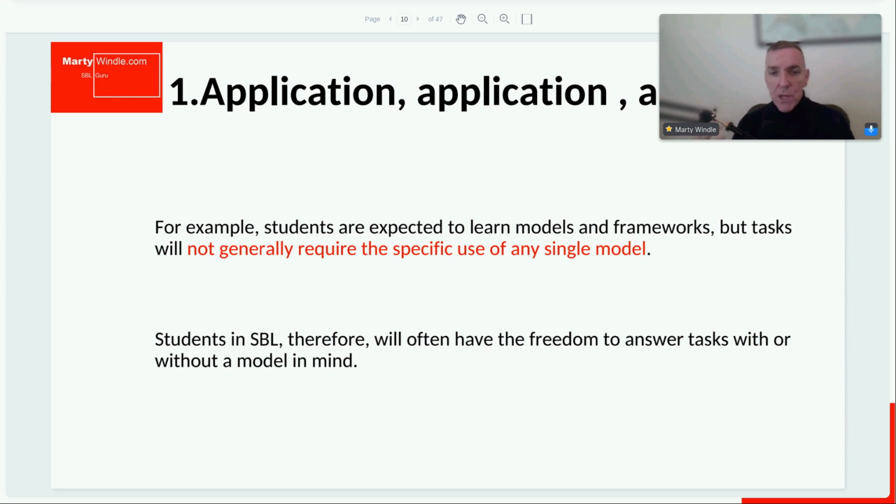Most questions in the exam, there are some exceptions, do not ask you to use a specific model. You can generally answer with or without a model. Some questions do point to a specific model, but generally you can answer with or without one. The models are there to help you. You don't have to reference them. You don't have to do them. The most important thing for you in the exam is to apply and link to the case.